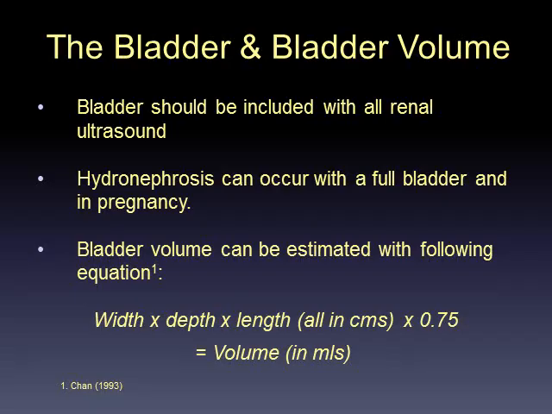It has been shown in studies that simply applying the equation we see at the bottom of the screen, we can get a good estimation of the bladder volume in mils. So just taking the width, depth, and length multiplied by a corrective factor of 0.75 should give you an approximate volume.